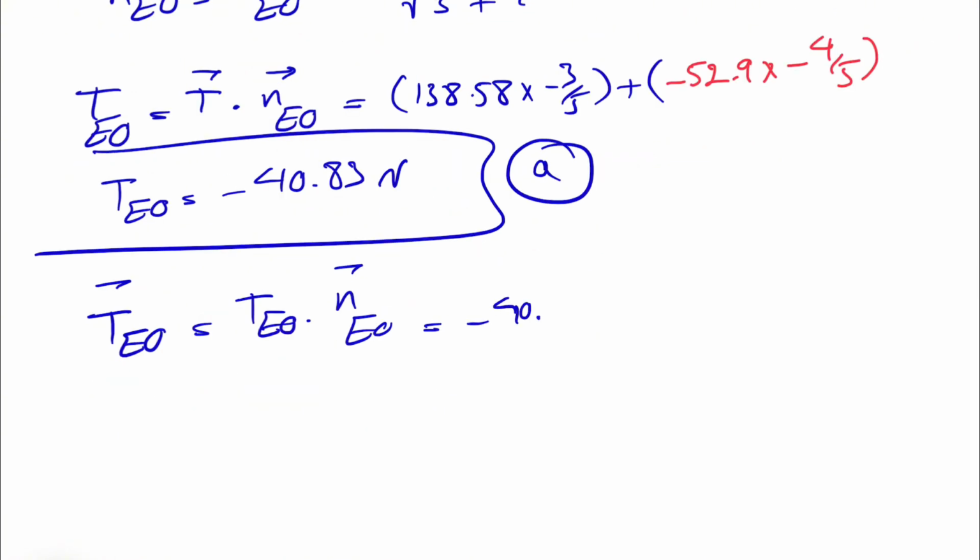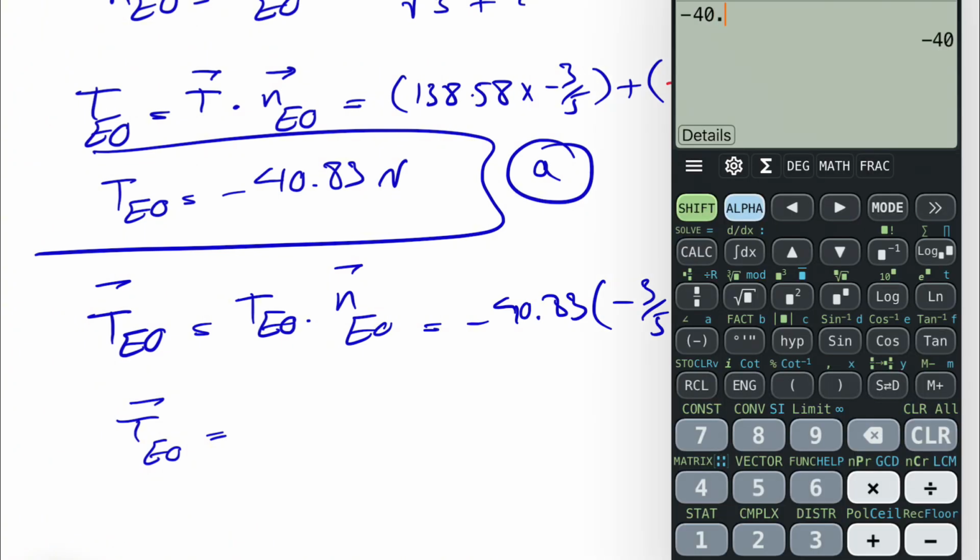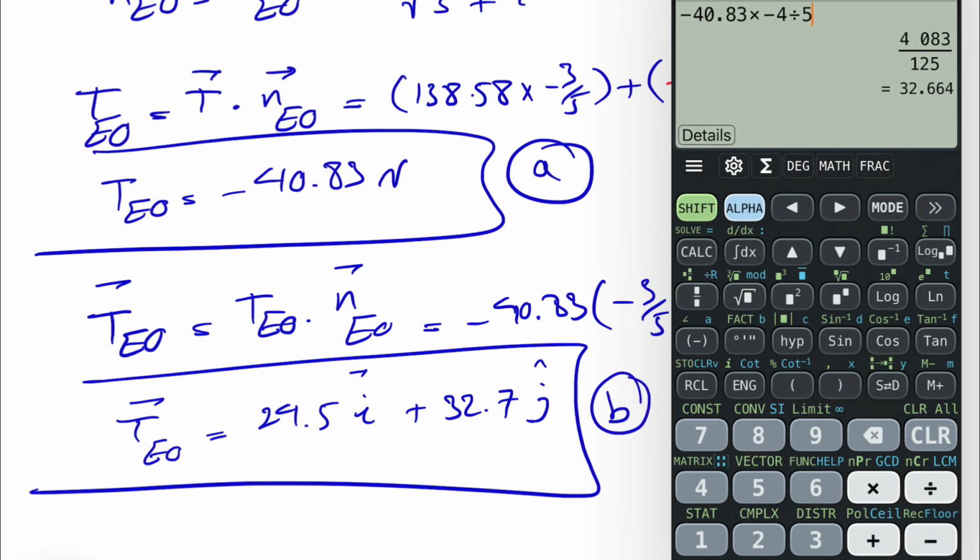So all we need to do here is find a vector expression. So minus 40.83 times, we had minus 3 over 5 I minus 4 over 5 J. So the TEO in vector format would be minus 40.83 times minus 3 divided by 5, which is 24.5 I, and again minus 40.83 times minus 4 divided by 5, and that's going to be 32.7 J, which will be the final answer for the B part of the question.